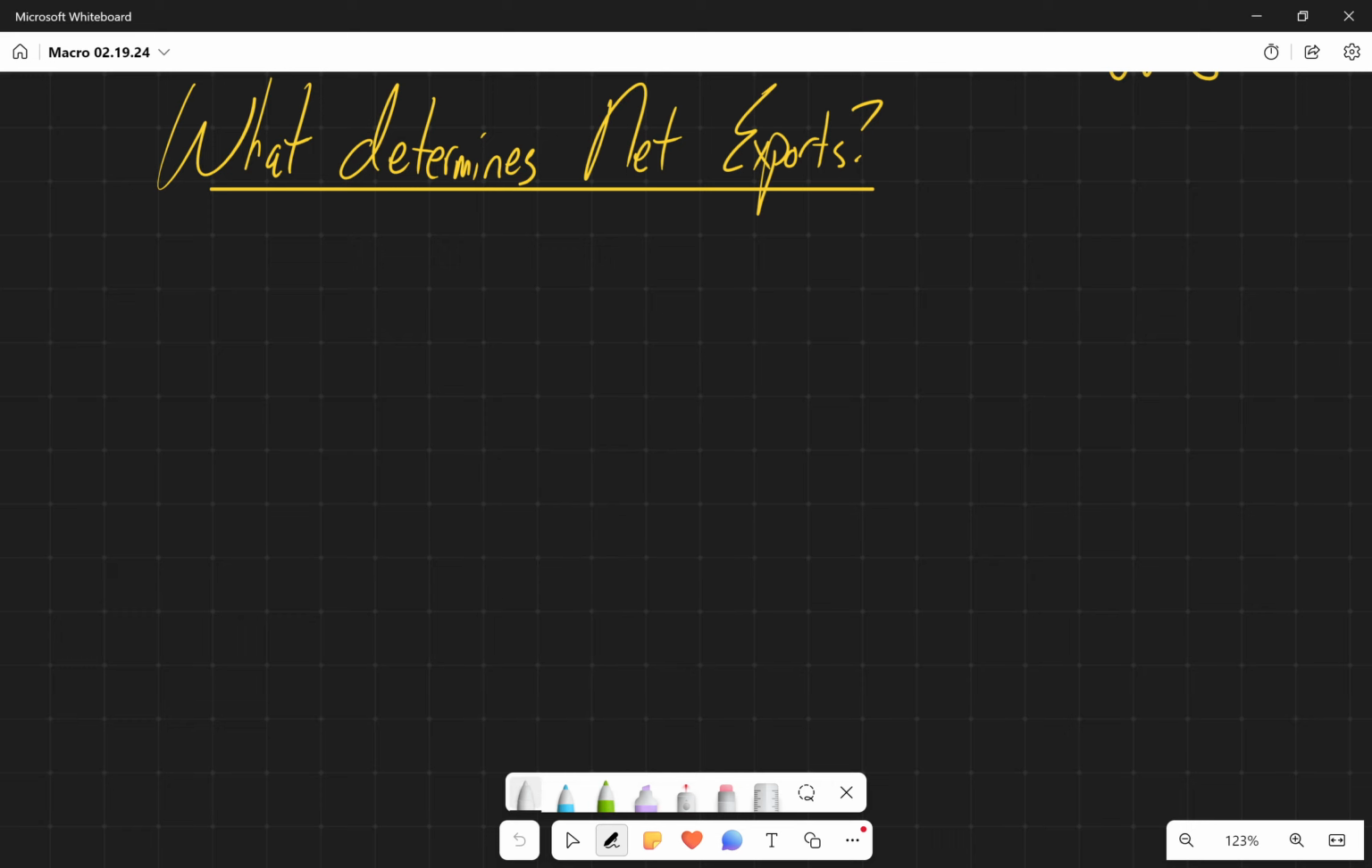So our last part of our NEPA equation is our net exports, right? The definition of aggregate demand is equal to all of the spending on domestic goods and services. So all the spending on domestic goods and services plus our exports minus our imports.